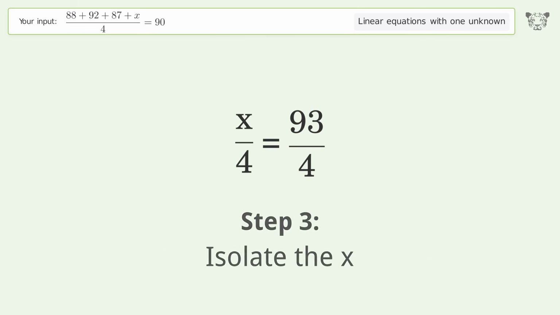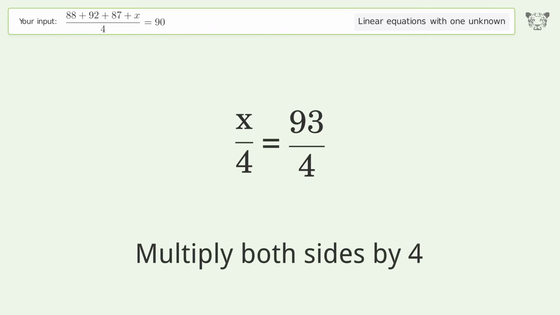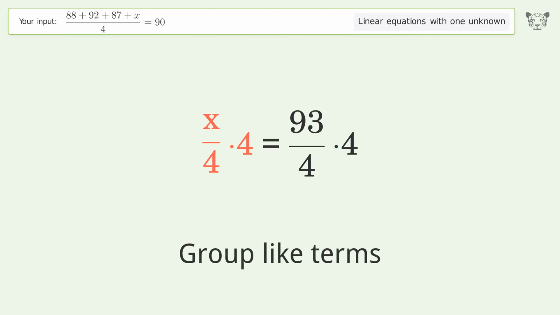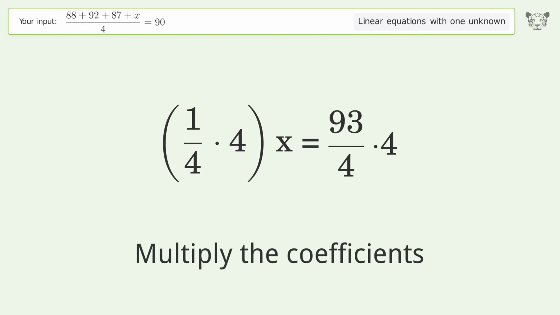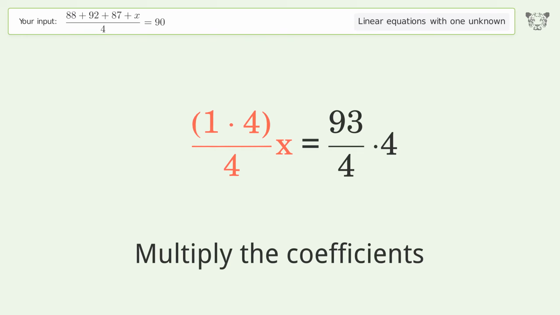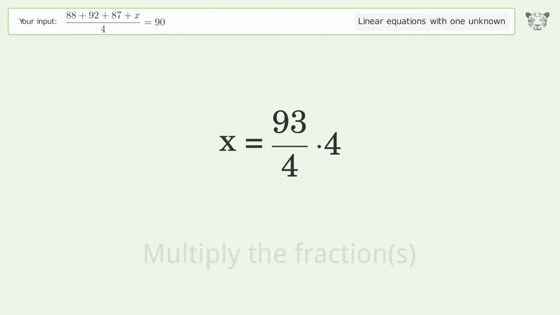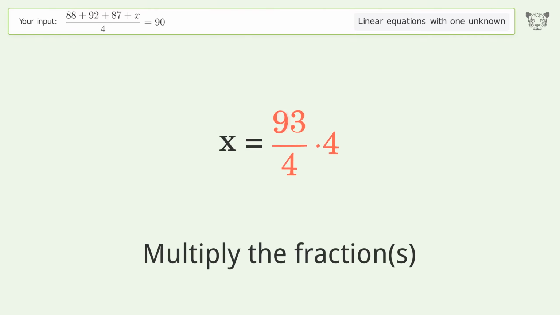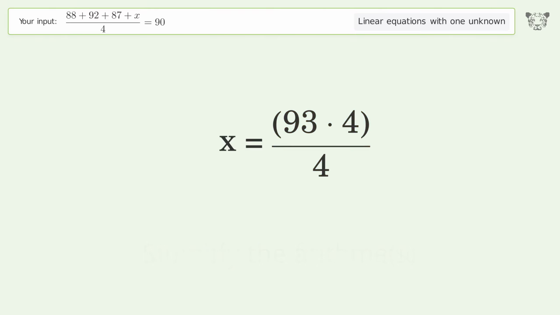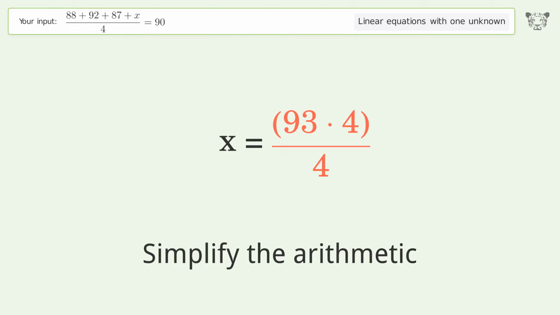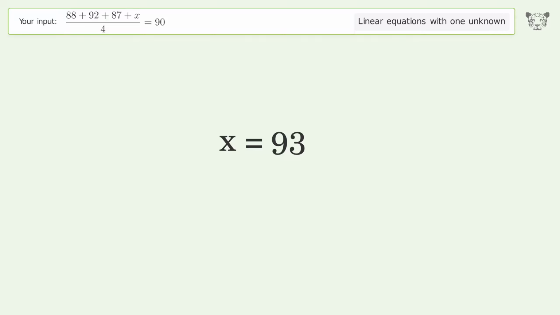Isolate the x. Multiply both sides by 4. Group like terms. Multiply the coefficients. Simplify the fraction. Multiply the fractions. Simplify the arithmetic. And so the final result is x equals 93.